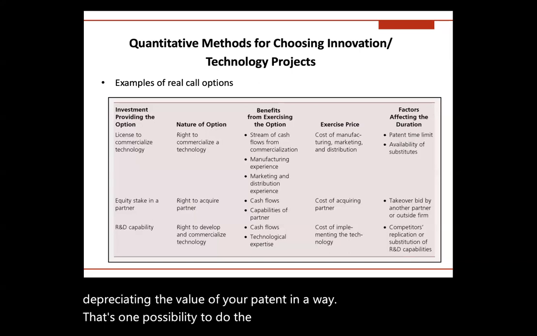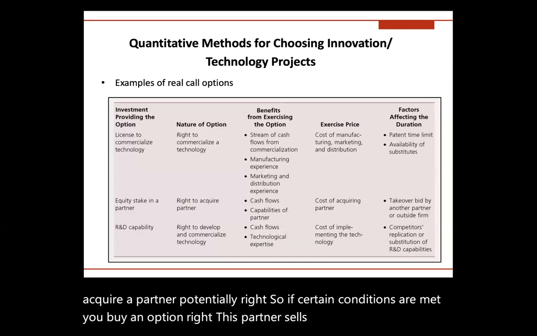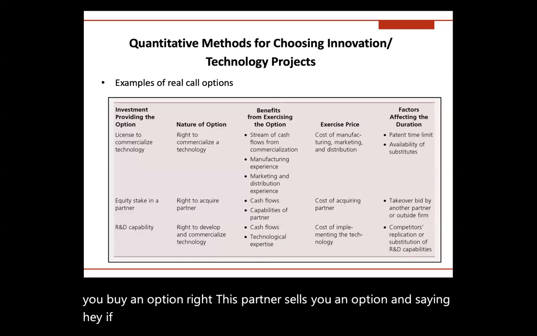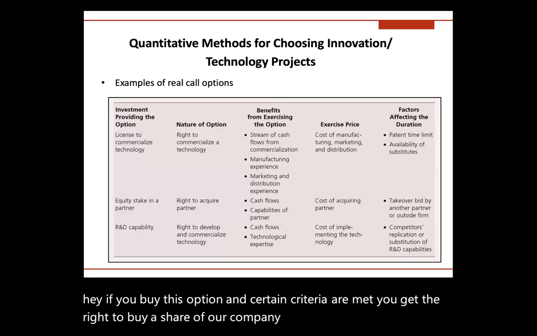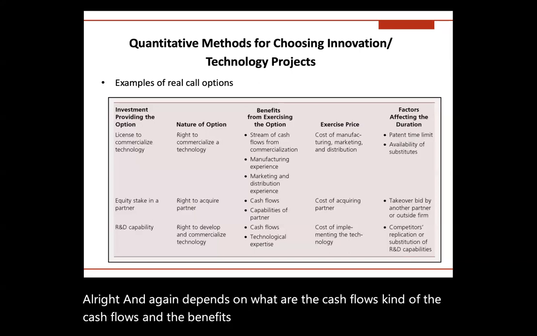The other possibility is that you could acquire a partner potentially. So if certain conditions are met, you buy an option. This partner sells you an option, saying, hey, if you buy this option and certain criteria are met, you get the right to buy a share of our company, for example. And again, it depends on the cash flows, the benefits, the capabilities of your partner, and whether you're really interested in acquiring them.